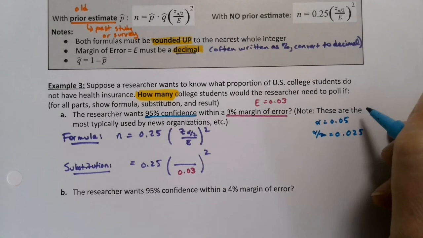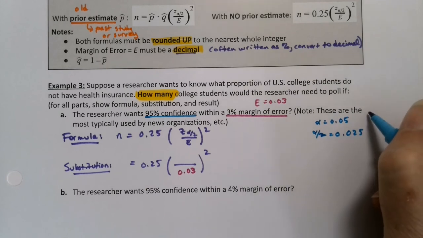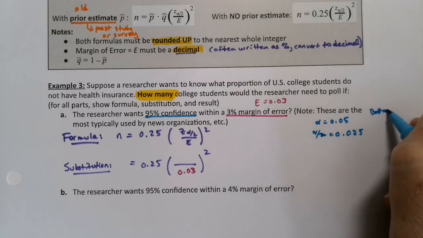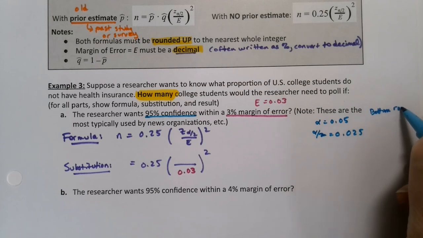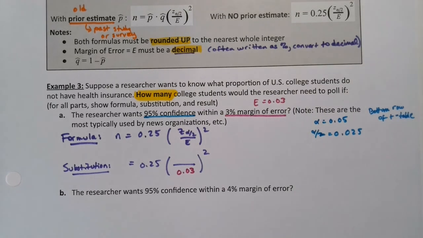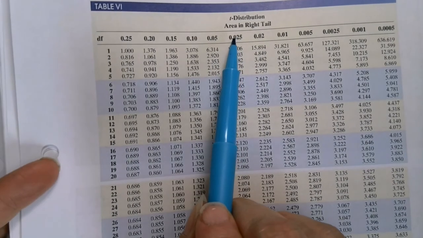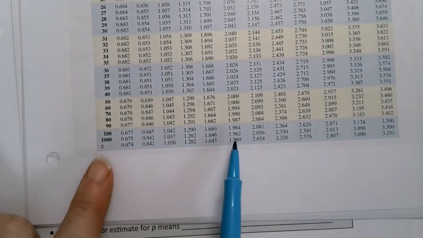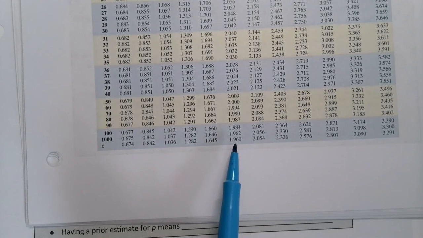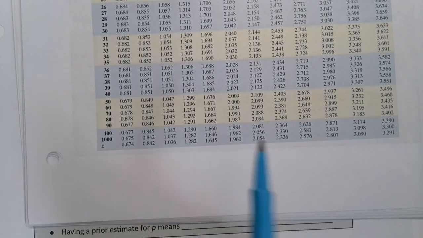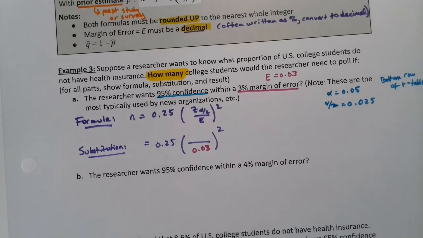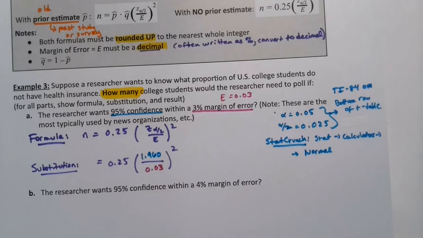And then I can either use the bottom row of the t-table or StatCrunch, which I already did. Bottom row of the t-table, if you want. You don't have to if you don't want to. If you want to use StatCrunch, maybe just make a little note to yourself of how you did it in StatCrunch. All right, so 0.025 is right here. The z's are at the very bottom row, so it would be 1.960 right there. And I actually just wrote that.